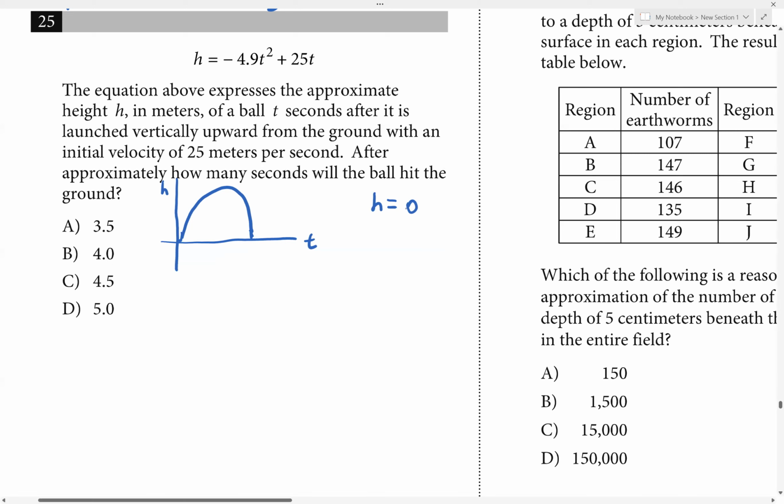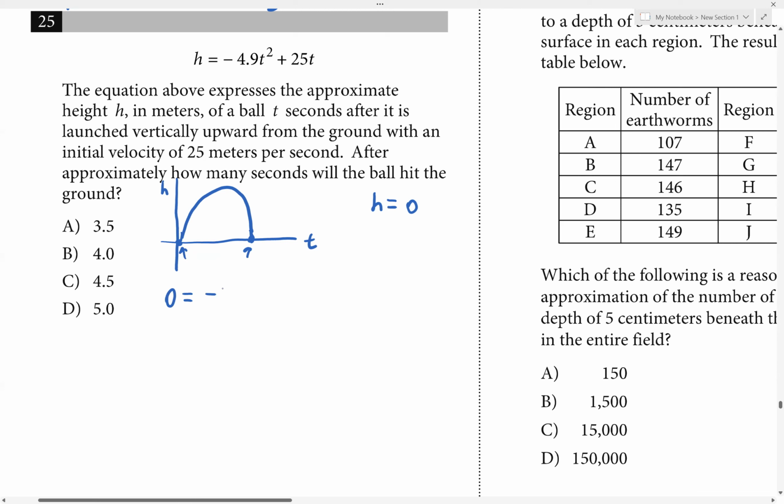And that's what we want to do here. We want to set the h value equal to 0 because it's on the ground, and we're trying to solve for t. We want to know what time will make the h value equal to 0. Graphically speaking, these are the x-intercepts on the graph. When y equals 0, we're solving for the x-intercepts. So let's plug in the h value equals 0.